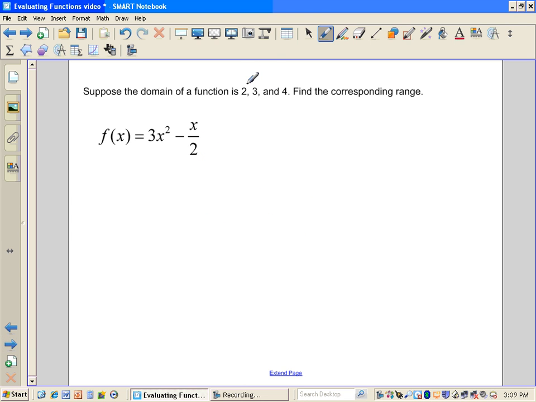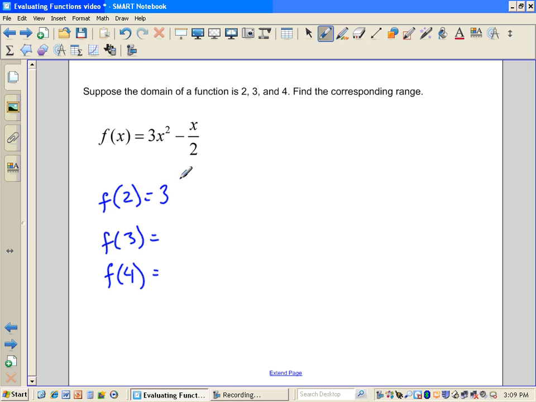I can sometimes talk about my inputs as a grouping. I want to have the domain of a function is 2, 3, and 4. Find the corresponding range. Well, that means I need to find f of 2, f of 3, and f of 4. Here's my function. f of x is equal to 3x squared, subtract x divided by 2. In both x's, I'm going to replace with a 2, and then a 3, and then a 4.